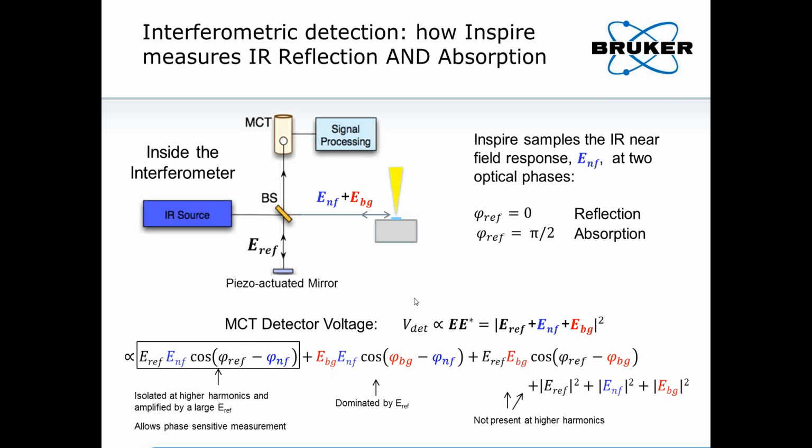And that is what the Inspire does. The Inspire performs 2 sets of measurements at a 0 optical phase and at a pi/2 optical phase. And we refer to these 2 measurements as reflection and absorption. We demonstrate how this sort of measurement is utilized on a specific example.